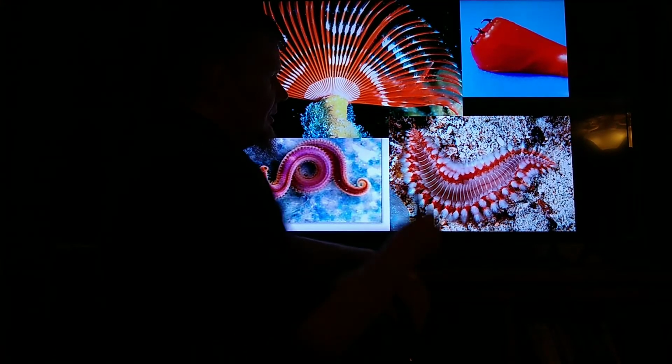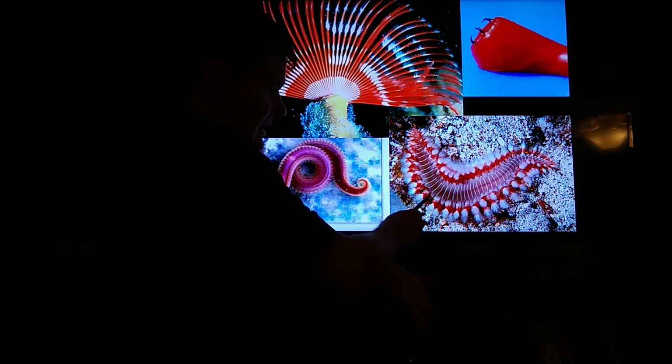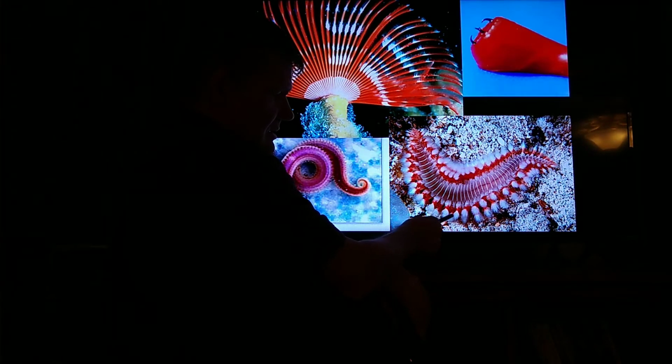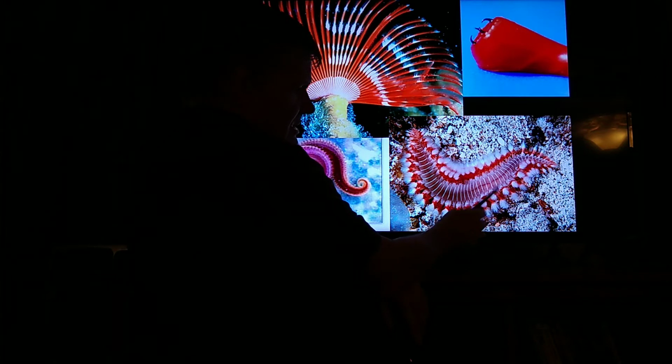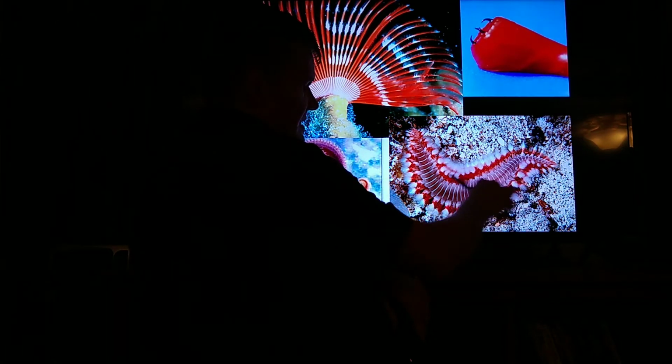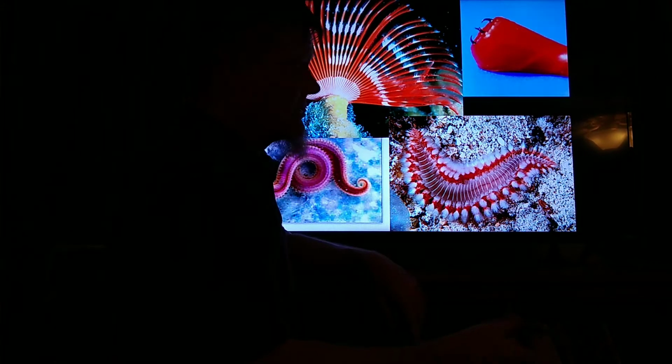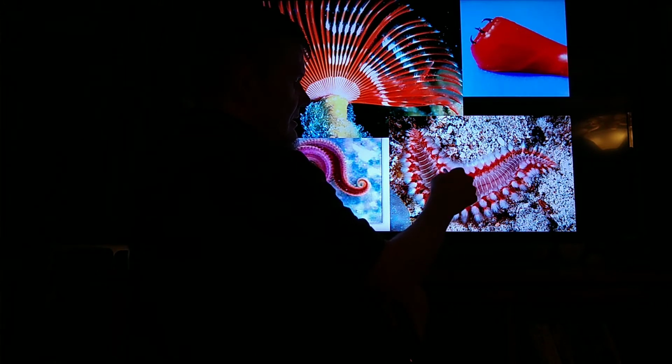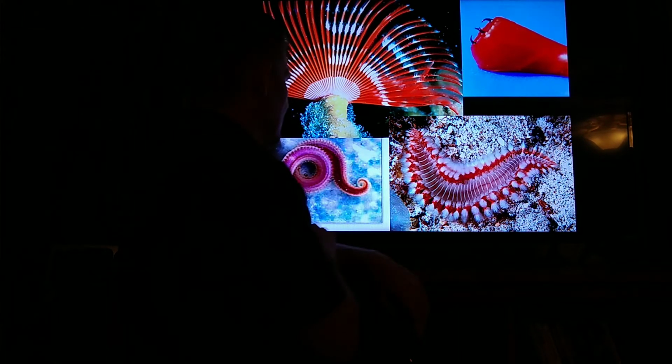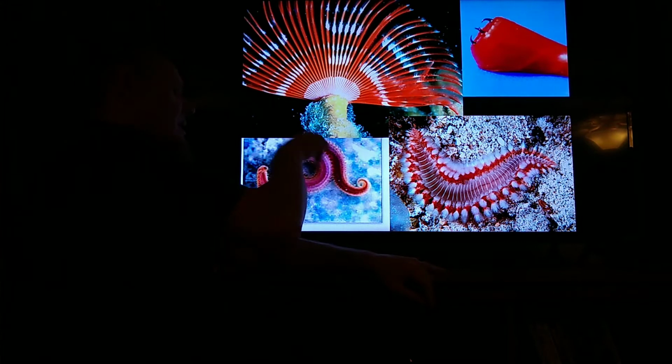Here's a great example of a polychaete. We can clearly see those setae, those little hairs coming off in tufts off the side of the animal. And also we can clearly see the segmentation. Clear segmentation, clear setae. This is a bloodworm right here.